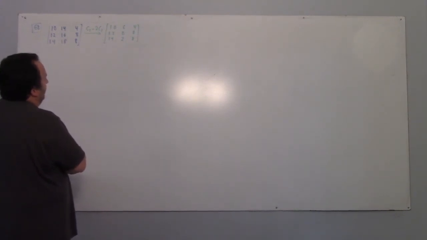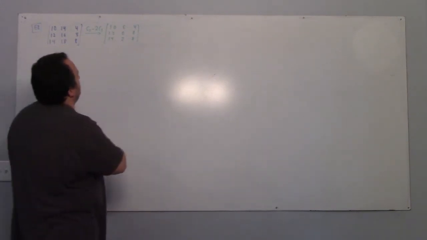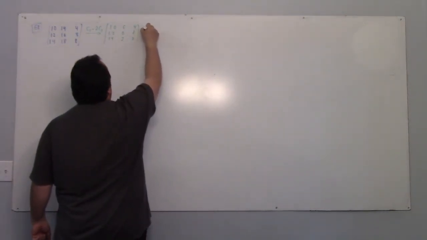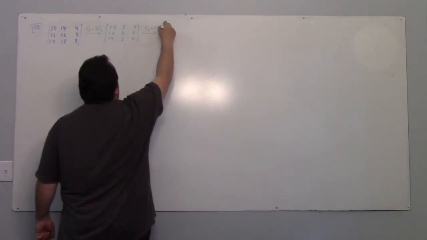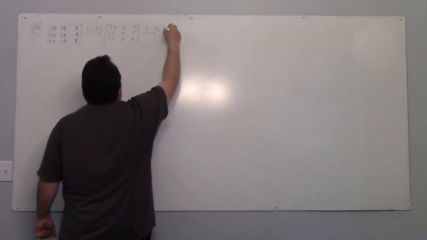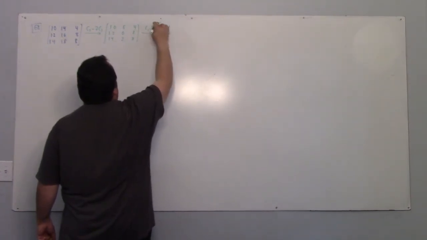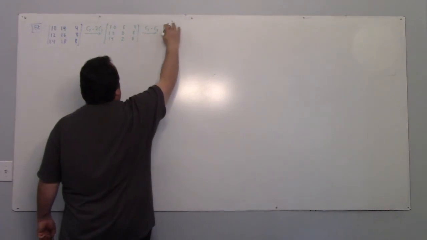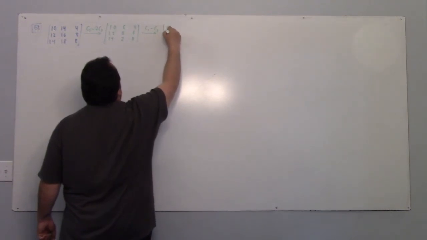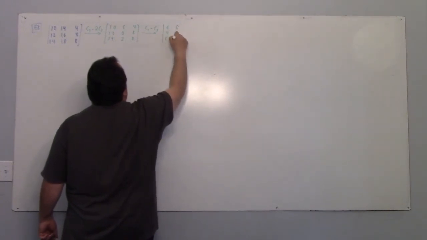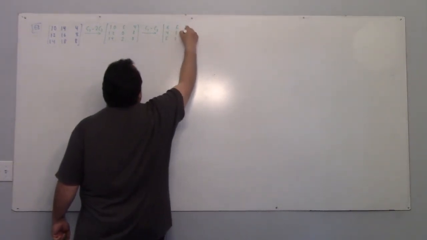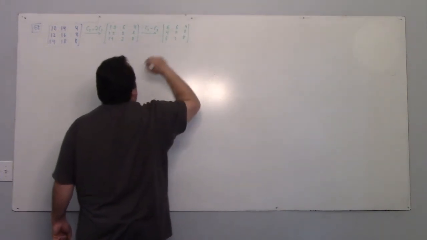From there, I did C1 minus C2. I'm sorry, C1 minus C3. That makes more sense, my numbers were adding up. So C1 minus C3 gives 646, and then it's this thing. And then C1 minus C2.